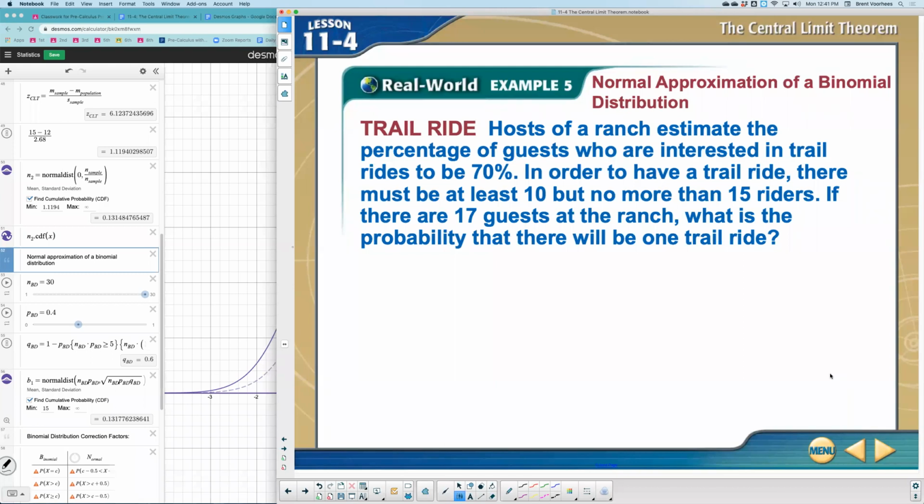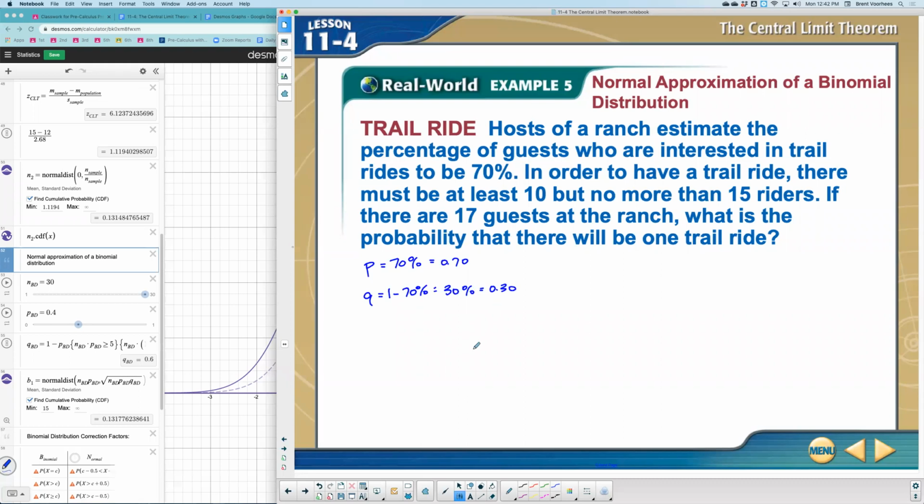All right, example 5. Trail ride. Hosts of a ranch estimate that the percentage of guests who are interested in trail rides to be 70%. So that's given us the p value, that's the probability of success, we'll say, is 70%, which we could list as 0.7 or 0.70. Now, our probability of failure then would be 1 minus the 70%, which would be 30% or 0.3.